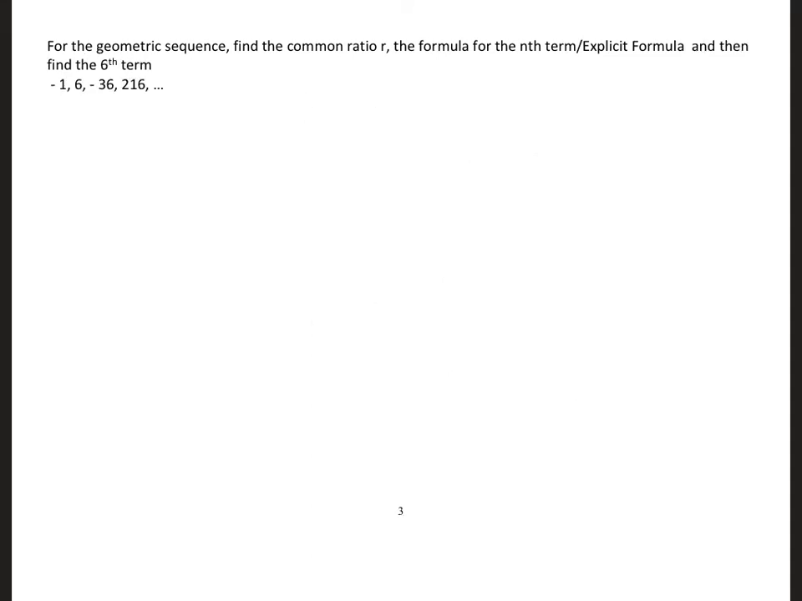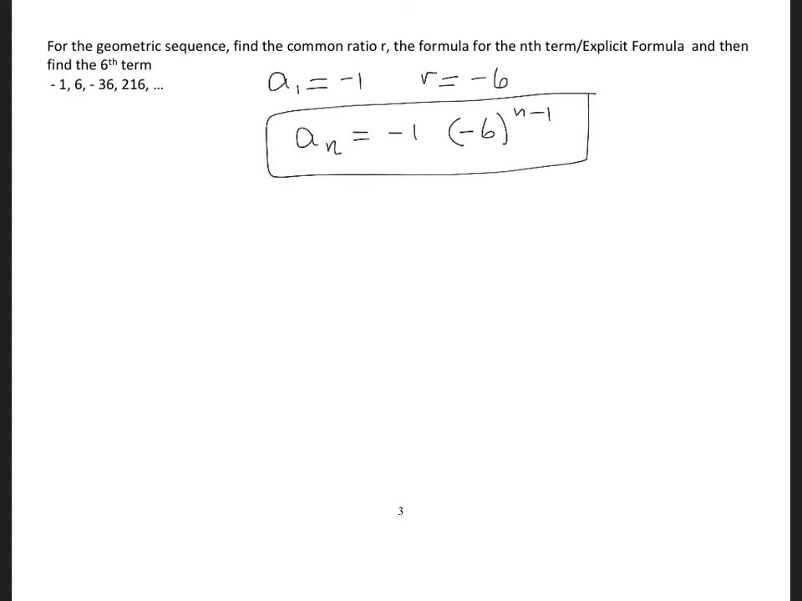So this one, just like the previous one, I start by finding the first term right there, -1. I find the ratio, which is -6. That's what I'm multiplying by every time. So I use that to write the formula. So the nth term formula, or the explicit formula, is going to be given by -1 times -6 raised to n minus 1. So that's the general formula.